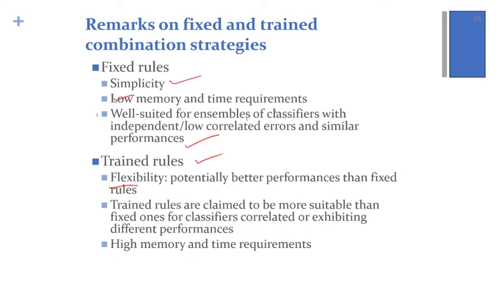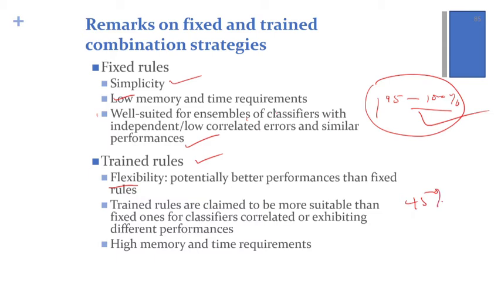It is not fixed. And trained rules are claimed to be more suitable than fixed ones for classifiers that are correlated or exhibit different performance. This is usually good when the base classifiers have different performances. Because here we want a situation whereby all the classifiers have between 95% and 100% accuracy, which might not be possible in some cases, but if you can have this kind of case, this could be an option. But the good thing about the trained rule is we don't really care about the performance of those classifiers. In fact, let them be different in their performances. One is getting 45% accuracy. It's okay for us.